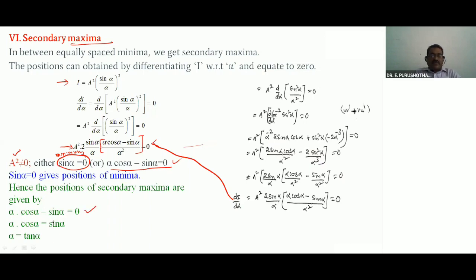Alpha cos alpha is equal to sine alpha. So alpha is equal to sine alpha by cos alpha. Sine by cos, we get tan alpha. What is the secondary maximum condition? Alpha is equal to tan alpha. This is the secondary maximum condition. Alpha is equal to tan alpha. This is the secondary maxima condition.